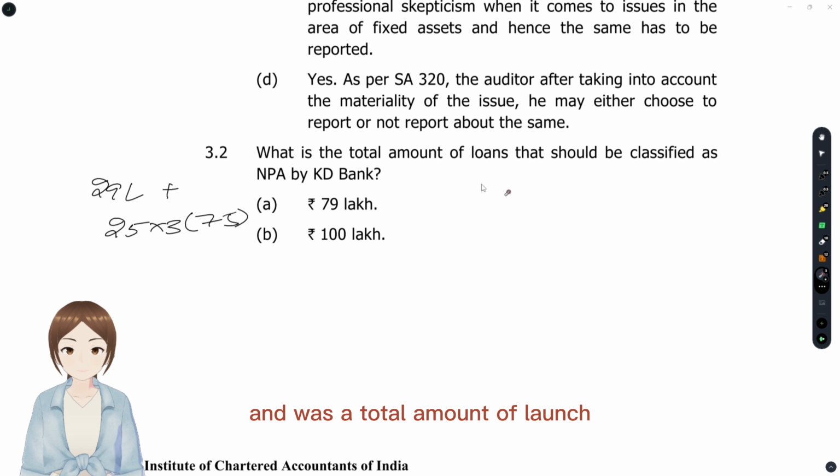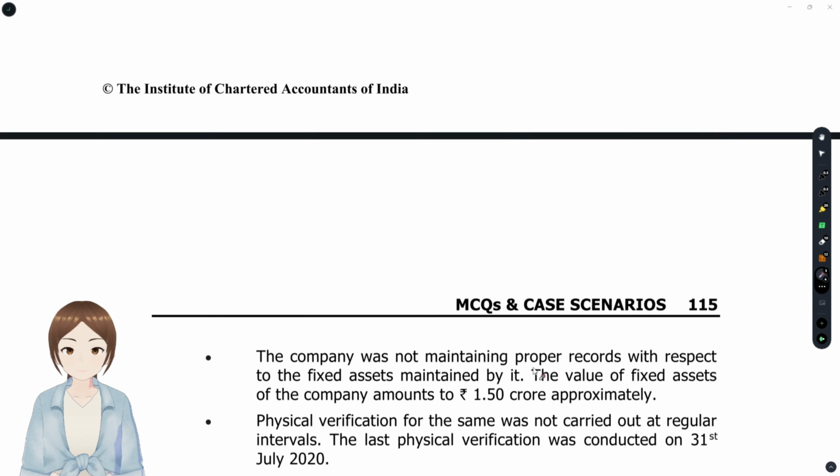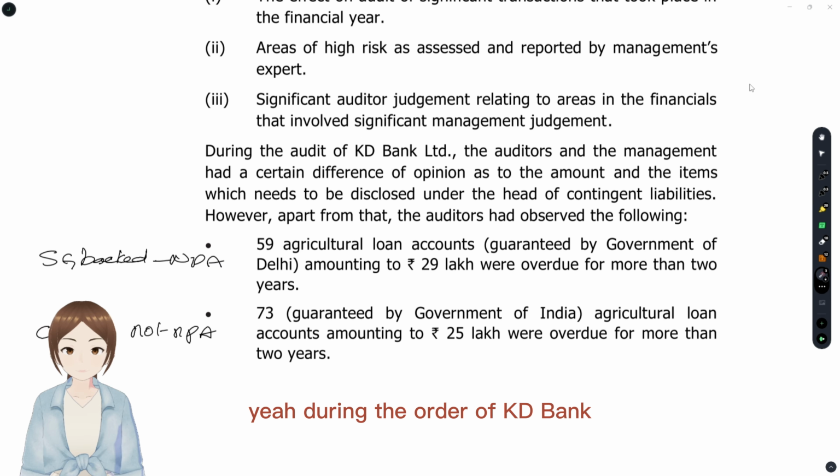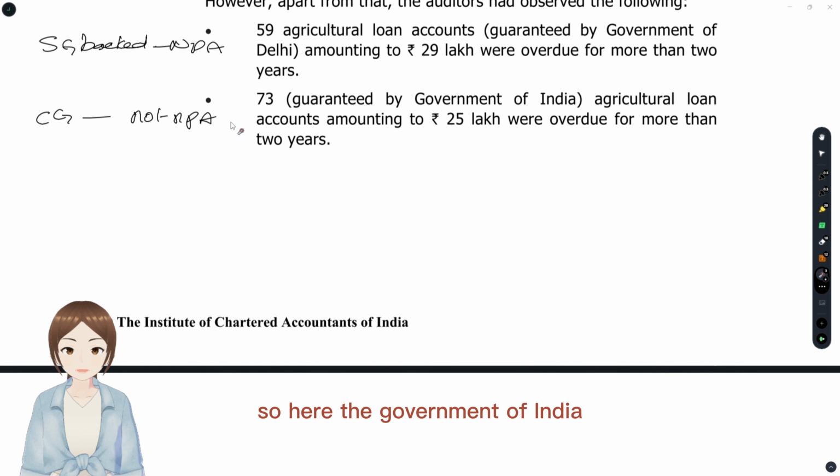And what's the total amount of loans that should be classified as NPA by KD Bank? With regards to KD Bank, during the audit they have given 59 agricultural loans which were guaranteed by the Delhi government, and they have been overdue for more than 2 years. Since it's backed by the state government, it would be treated as NPA. But if it is backed by the central government, it is not treated as NPA. So here the government of India loans, the 73 loans, that is an amount of 25 lakhs, was not an NPA.